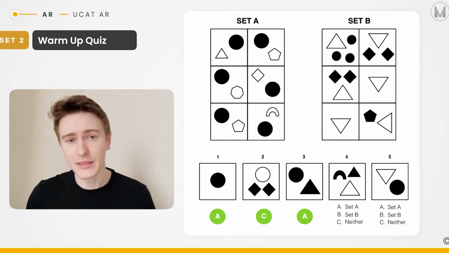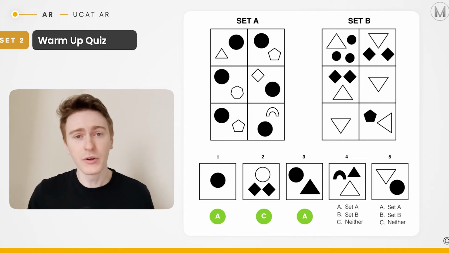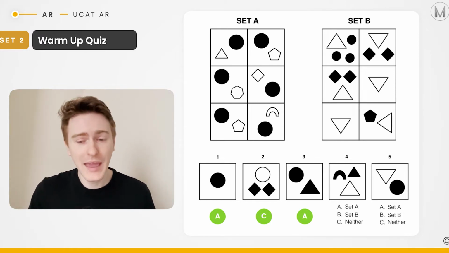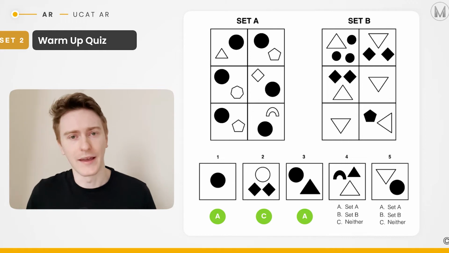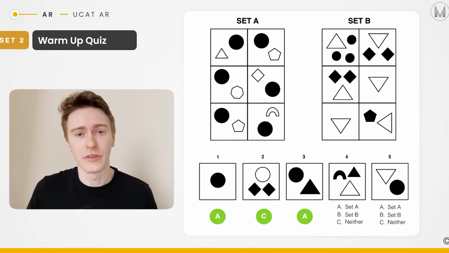Now this one could go either way, it's not really important for the purposes of this warm-up, but it's important to know actually in set A you have a black circle as well as a white shape. So maybe number 3 you could argue goes in neither because it has got a black circle but also a black triangle in that. So that one could go either way, but this is just a warm-up to get you a flavour for the questions.